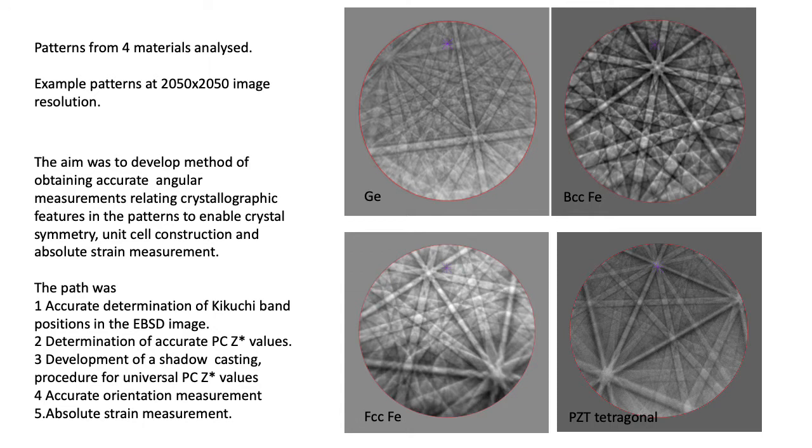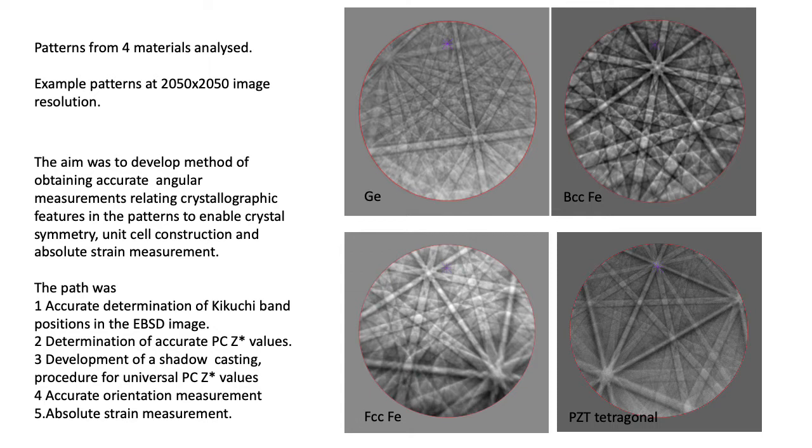We studied 4 materials: strain-free germanium, body center cubic iron, which was part of a duplex steel structure, the other phase being face center cubic iron, and PZT, a tetragonal structure which was in a state of high strain. The aim was to develop a method of obtaining accurate angular measurements relating crystallographic features in the patterns to enable the crystal symmetry, unit cell construction, and absolute strain measurements to be made.